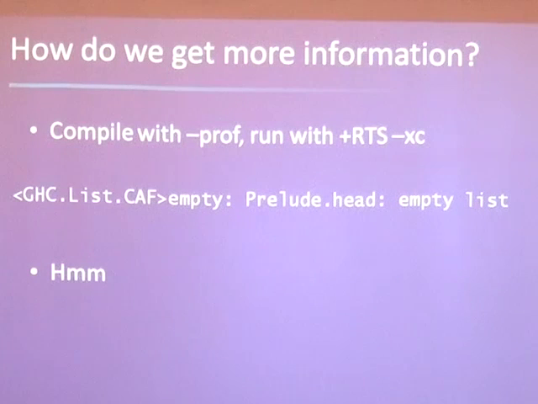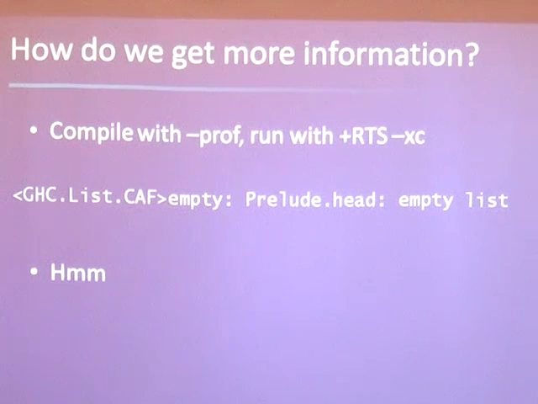Well, one thing to do, which I haven't used for quite some time and is probably not very well known, is that you run a program with dash prof, as long as you've got libraries compiled for profiling as well, and emit this obscure runtime system option -xc. It's supposed to give you the stack trace that the profiler is maintaining during execution, whenever an exception is raised. But when you try it on the primitive empty list error message, what you get is this. It says GHC.List.cat, which is completely useless.